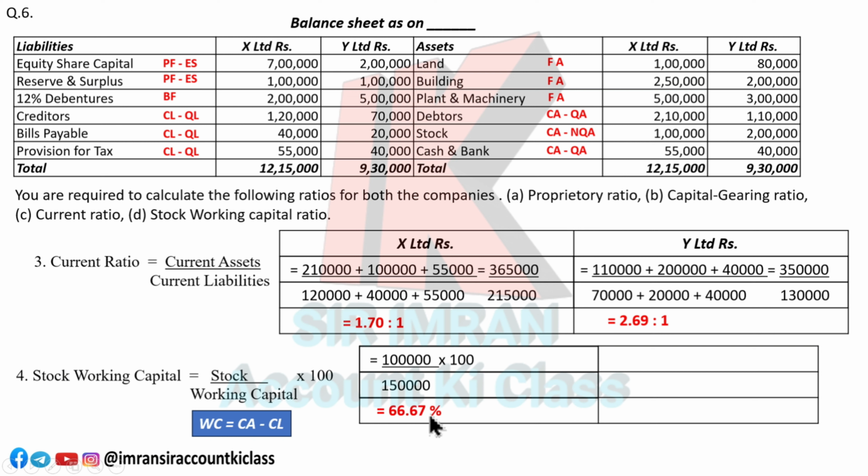It is recurring, students, 66.6666. In a recurring figure you can directly write 67. Now in Y Limited, our current assets are 350 and current liabilities 130, minus the figures, and the stock is 2 lakh. So 2 lakh divided by 2 lakh 20, and the answer comes to 90.90%. This way we have completed question number 6. All 4 ratios have been done.